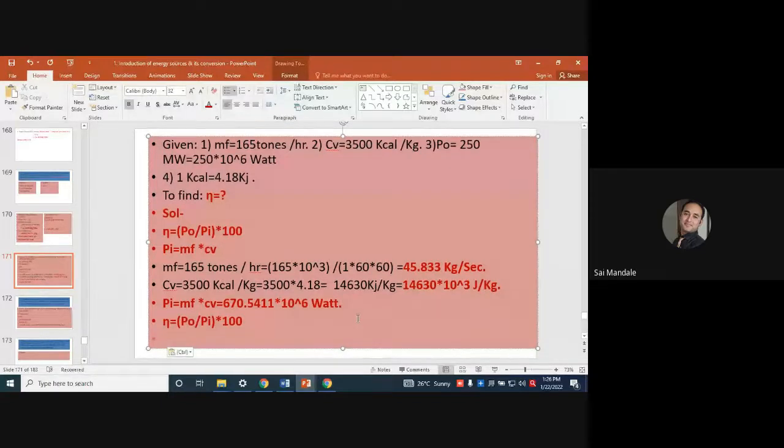So now moving towards the efficiency calculation. P output upon P input is equal to, where is P output? It is 250 into 10 raised to 6, divided by P input, copy, paste, into 100. Please tell me the percentage.